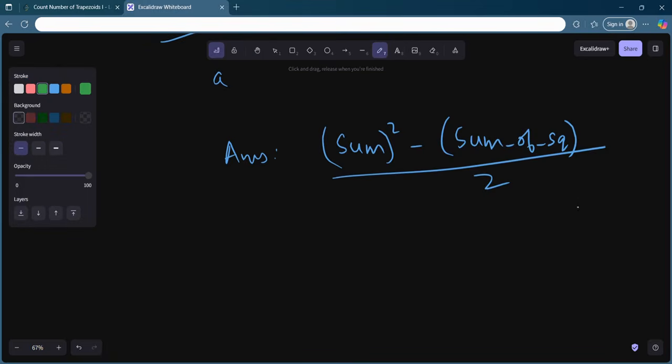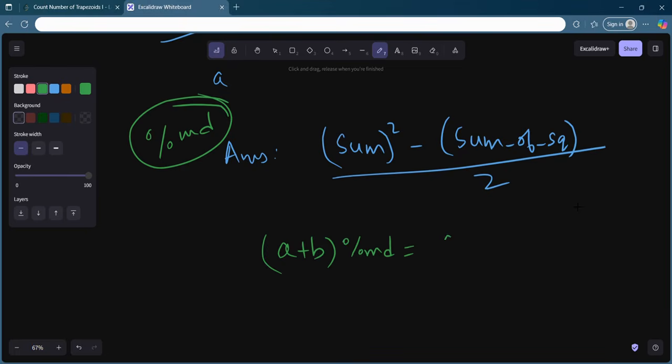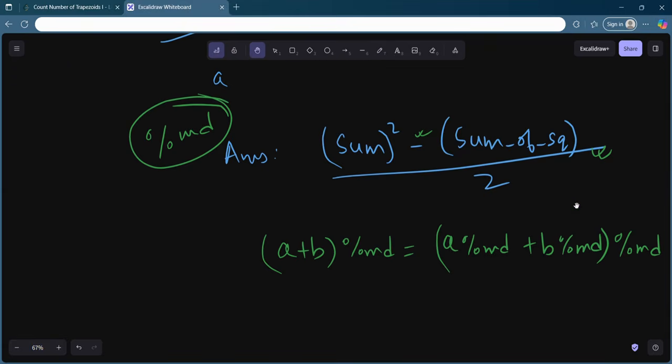But you need to calculate it modulo md, right? So there will be a very interesting case over here: what is the value of a plus b whole modulo mod? You know that it is very simple. I can write it in this way: a modulo mod plus b modulo mod, whole modulo mod, okay. This you can write easily. But you see there is a subtraction over here and there is also a division over here, so you cannot do this subtraction and division simply, you cannot apply a mod.